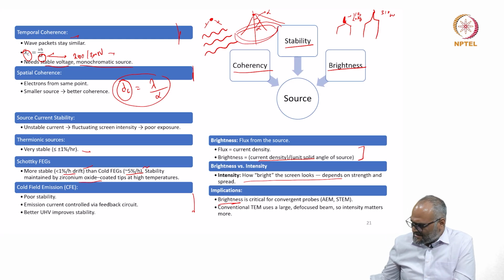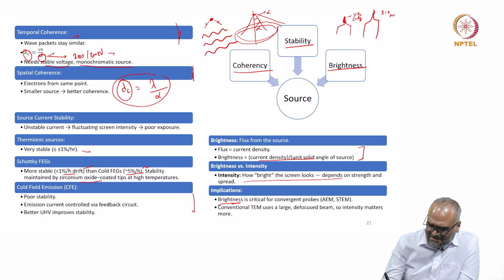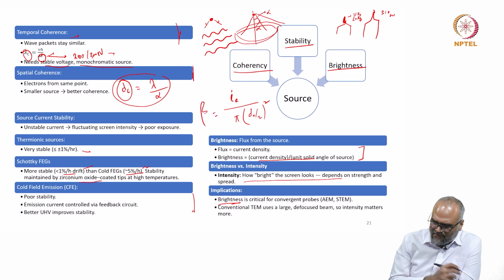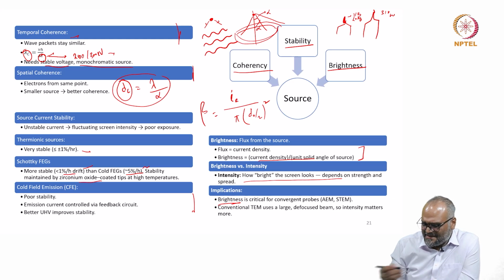Now, if I define this brightness as the current at the source, this is spread over a solid angle. Let us say the crossover point, if I define as having some kind of a diameter, it is spread over an area, and you can define the brightness of an electron source as some emission current, IE, over pi d square by 4, which is the area on which you are measuring or the solid angle that you are measuring.